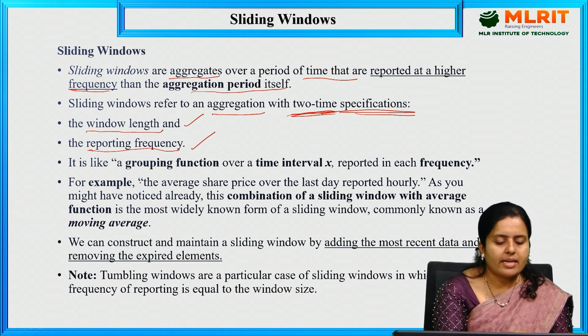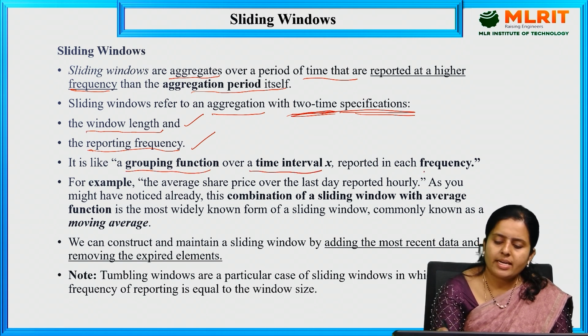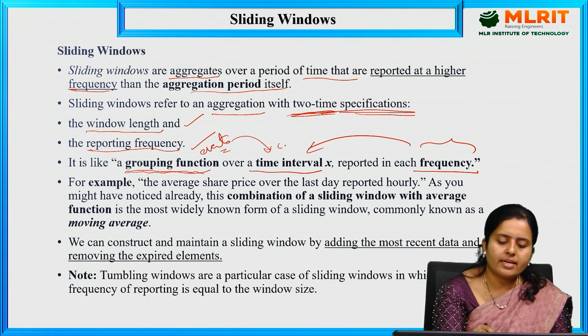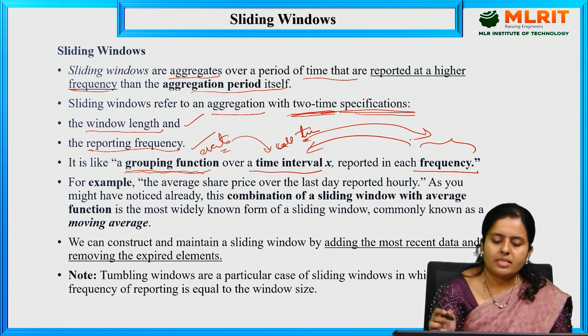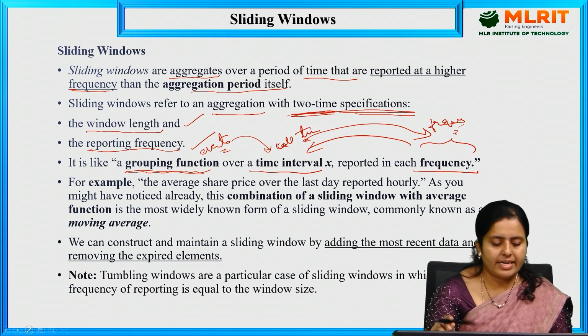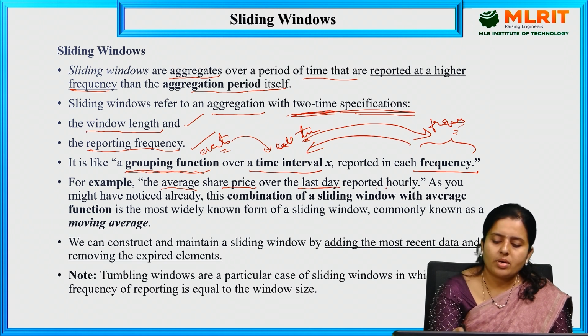It is like a grouping of a function over a time interval, reported at each frequency. Here the third part also adds to the sliding window. We are grouping the events in the same time, calculating in the same manner, and storing the frequency as well. For example, the average share price over the last day reported hourly.